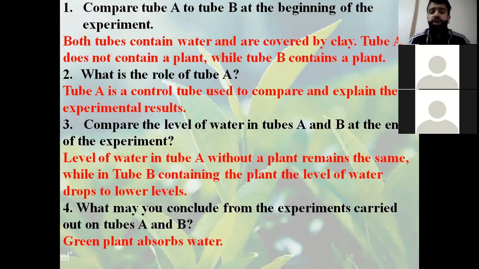Part 3: compare the level of water in tubes A and B at the end of the experiment. The level of water in tube A remains the same. I mention the variable factor here: without a plant. While in tube B, containing the plant, the level of water drops to a lower level. What may you conclude from this experiment? That green plants, we don't say the word takes, we use the word absorb, absorb water. This is in tubes A and B only.